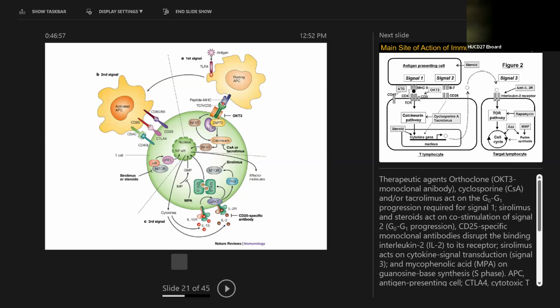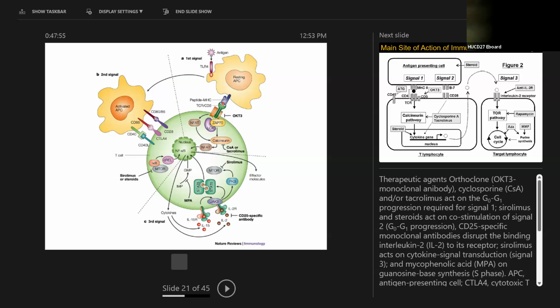In the second signal, we talked about glucocorticoid and then sirolimus. Okay. In the third signal, you get blockade through specific antibodies. You're blocking the production of cytokines or interleukins. Basically, the CD25 specific monoclonal antibodies disrupt the binding of the interleukin to its receptor. In this regard, sirolimus acts on the cytokine signal transduction pathway. So with sirolimus and steroids, you have the ability to block the mTOR pathway, which is important in terms of survival or proliferation, right?